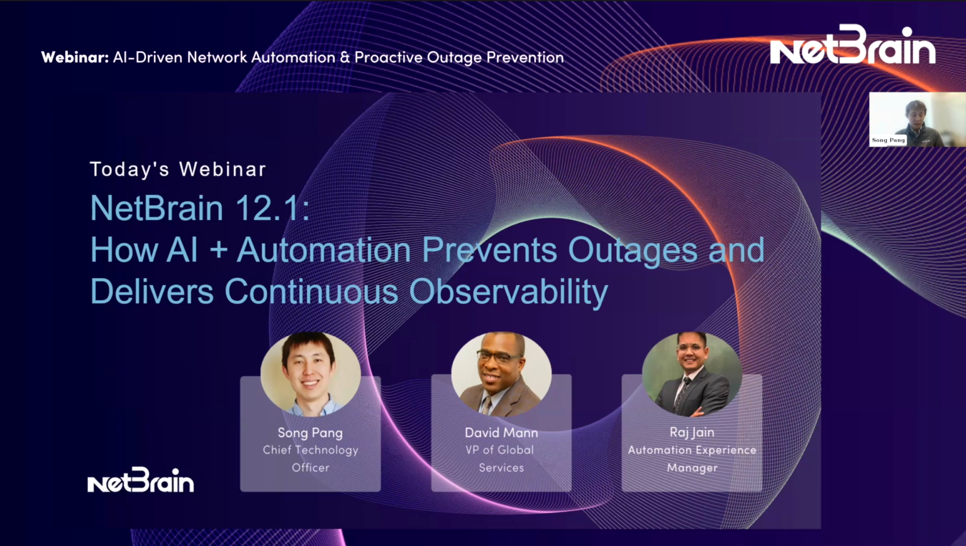Today's webinar is titled How AI and Automation Help Us Prevent Outages and Deliver Continuous Observability. I'm really excited to be joined by two of my colleagues today, David Mann, our VP of Global Services, and Raj Jain, our Automation Experience Manager. These two will be my partners in crime for the next 50 minutes or so, and hopefully we can get everyone here as excited about 12.1 as we are.